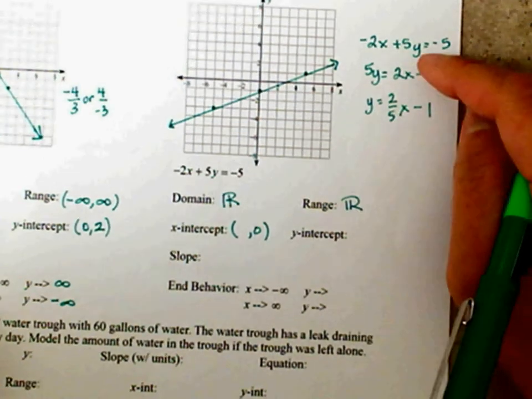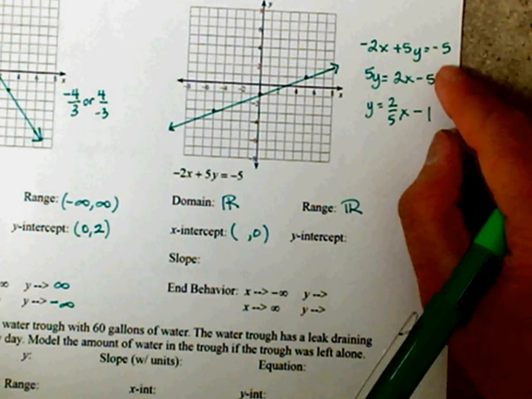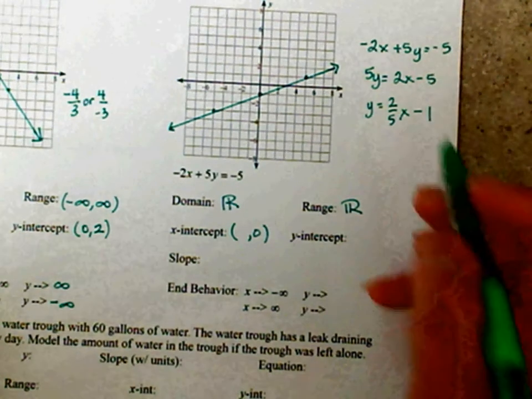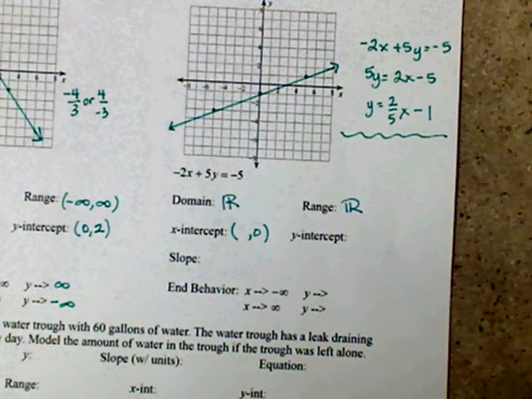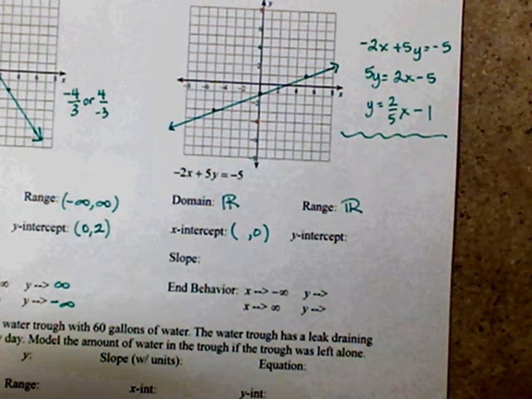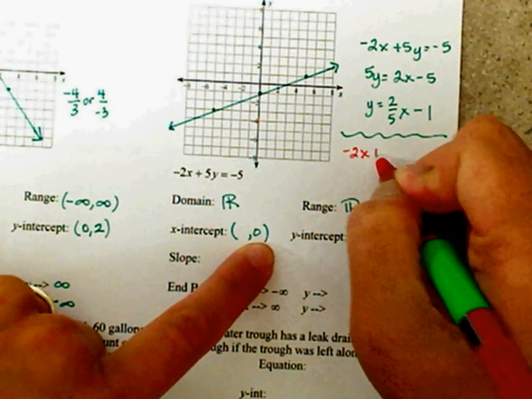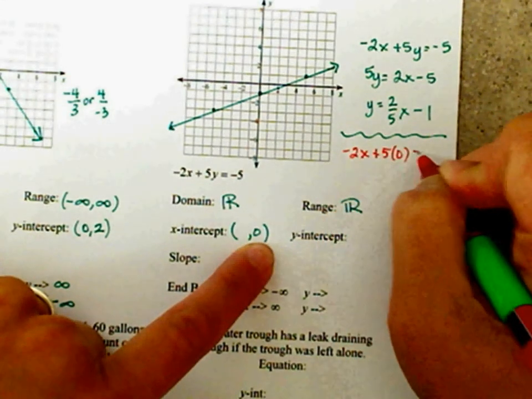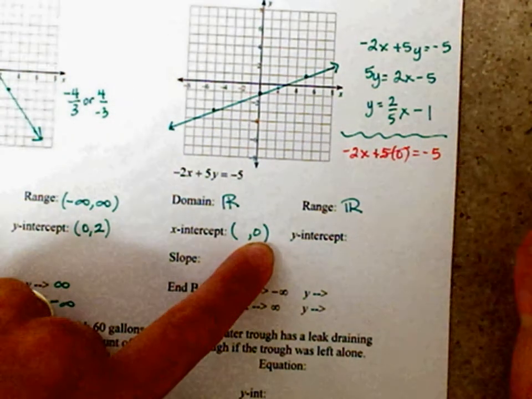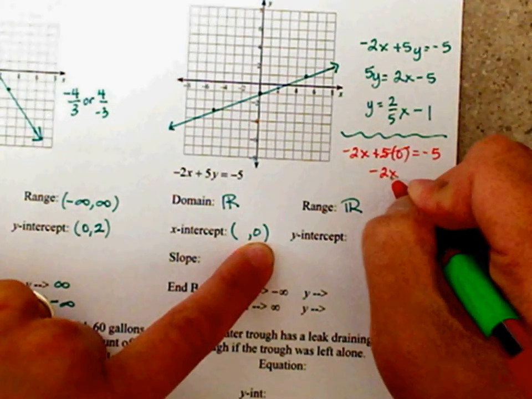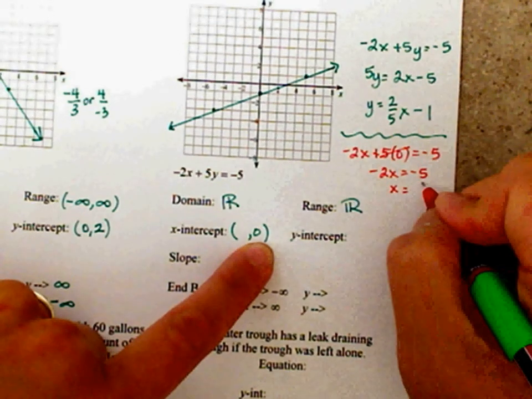You can use this one, or you can use this one. I'm going to use this one up here since there's no fraction. So I'm going to plug it in. Let me leave some room. Okay, let me do this right. I know my y is 0, so negative 2x plus 5 times 0 is equal to negative 5. 0 times any number is 0, so negative 2x is equal to negative 5. X is equal to 5 over 2.